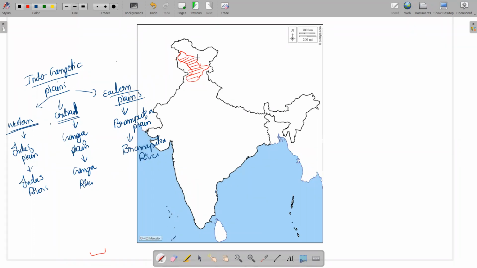Whatever the area that I have drawn here right now, that is called the Indus plain. This area is called the Indus plain.